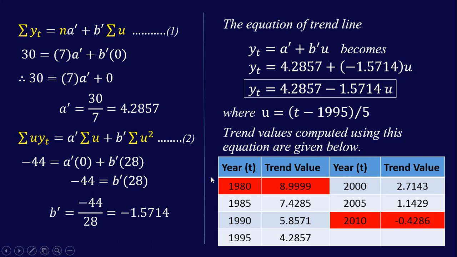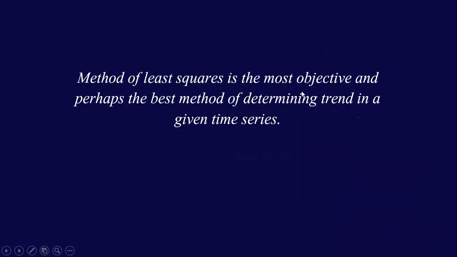So the two drawbacks which were in the moving averages method, that is, the lack of a mathematical equation and the trend value of the first and the last year in the time series, are overcome here. We find the mathematical equation using the least square method, and we can find trend values of the first year and last year also. Okay, so the method of least squares is the most objective and perhaps the best method of determining trend in a given time series. Thank you for watching.